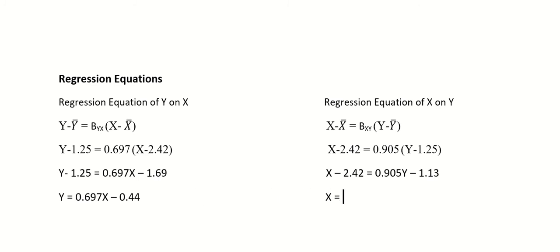X equals to 0.905 y minus 1.13 plus 2.42. So it will be plus 1.29. Okay. So this is the second part of the question. We have calculated regression equations.